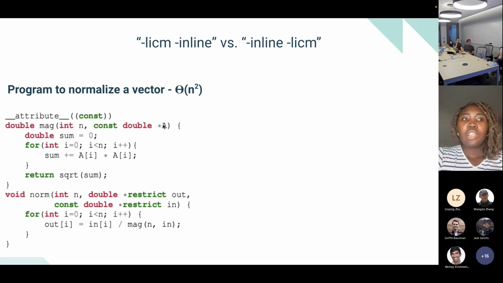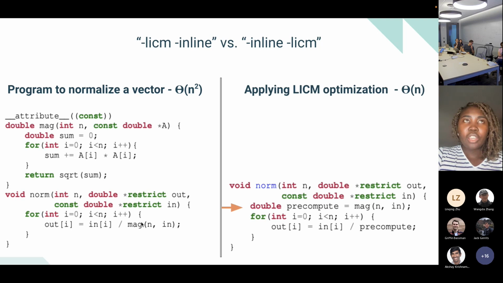So consider the example code on the screen, which is just a simple program that is trying to normalize a vector. And it has a runtime of theta n squared. Now let's try to optimize this code using two passes in different orders. First we can do the LICM, which allows us to move this function out of the loop. So we can move this mark function above the loop, and this brings down the runtime to theta of n.